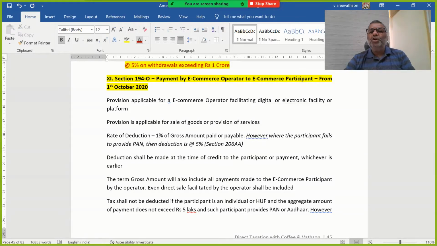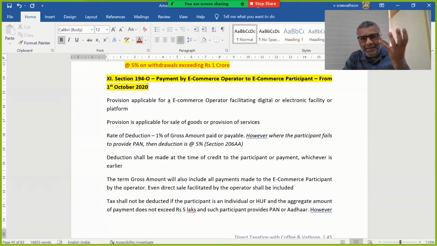They have introduced this, that is payment by an e-commerce operator to an e-commerce participant. E-commerce operator, electronic commerce operator, are the websites from which you buy, be it Flipkart, be it Amazon, be it BigBasket, which is the most popular now. Those are e-commerce operators. You and me are customers. The persons who sell the products or services are known as participants. Okay, I'm repeating.